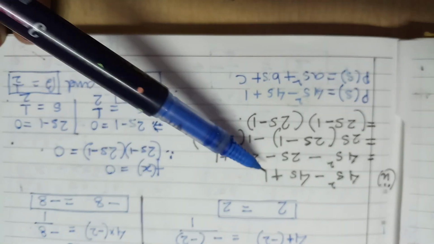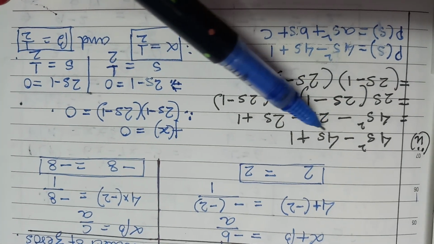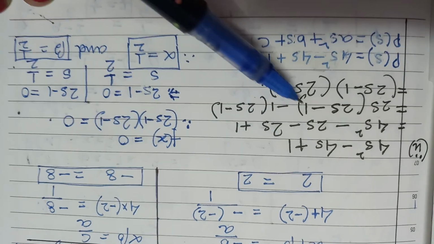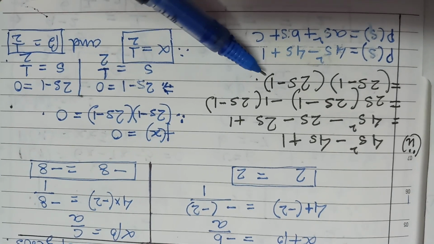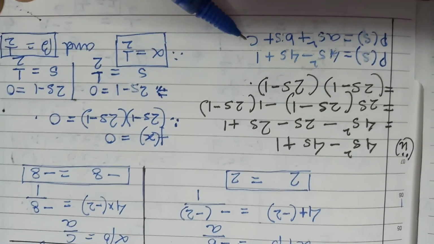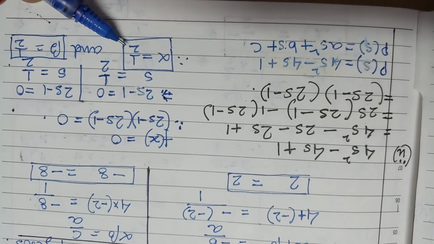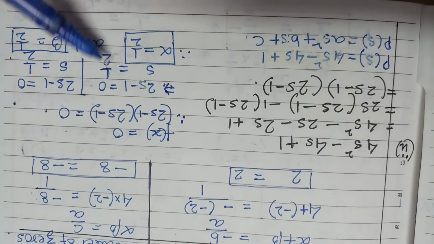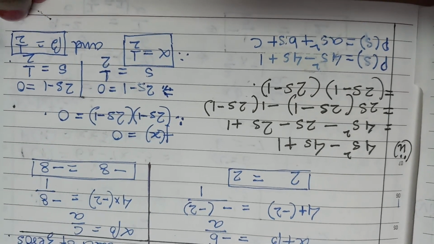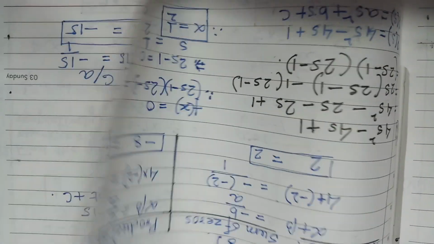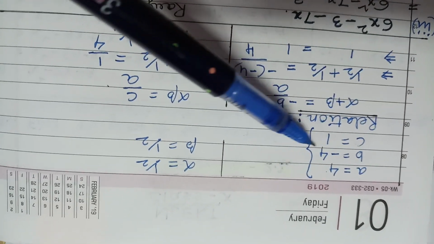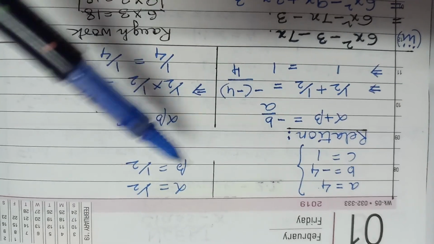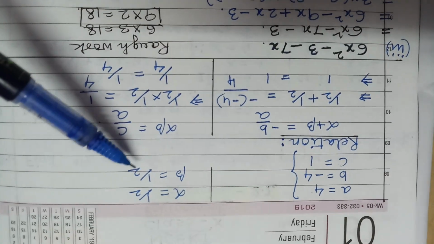Next question, again the same: factorize 4s square minus 4s plus 1. By factorization you see here two factors, 2s minus 1 and 2s minus 1. So now compare it to get alpha equal to 1 upon 2 from here and beta equal to 1 upon 2, as you have done in question number 1. Now next part, the coefficients are a, b, c. A is equal to 4, b equal to minus 4 and c equal to 1, and alpha is half, 1 upon 2, and beta equal to 1 upon 2.